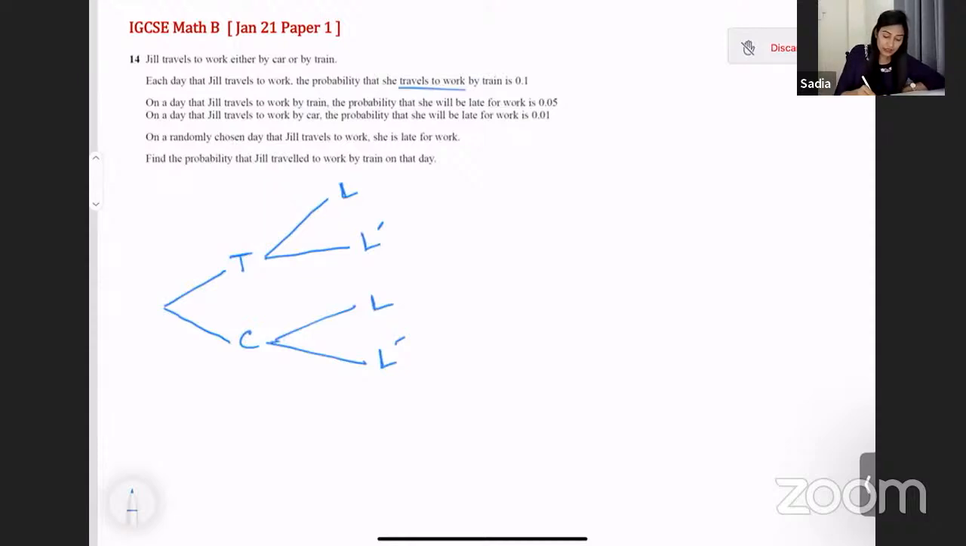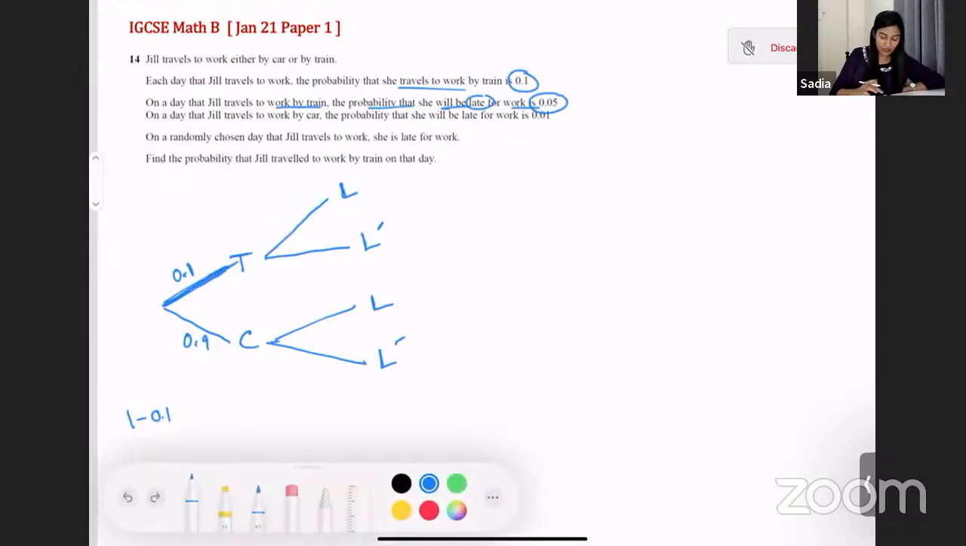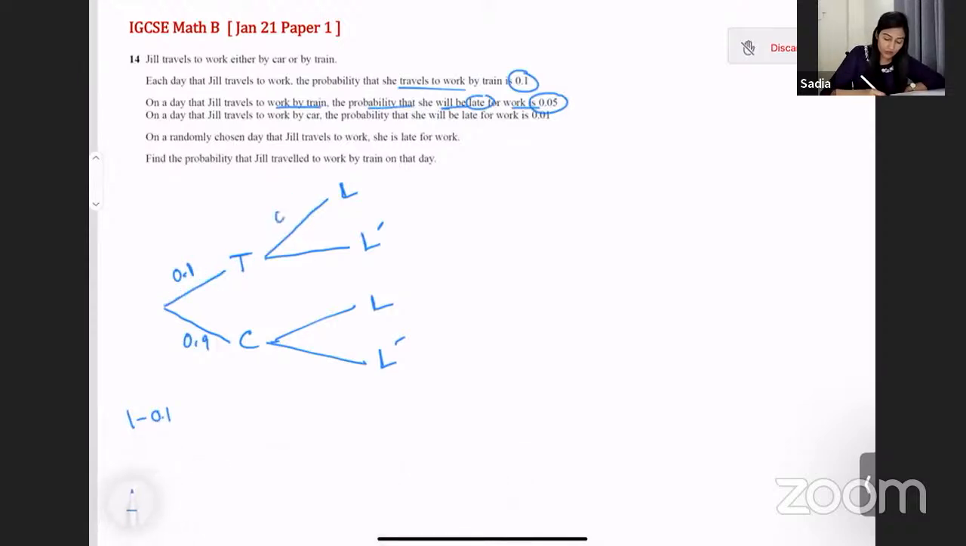Probability that she will travel by train is 0.1. So this one will be 1 minus 0.1, right? So 0.9. If Jill travels by car, probability she will be late for work is 0.05. So by train and late, this late portion we are talking about. So this part will be 0.05. And L prime will be 1 minus 0.05, that's 0.95.